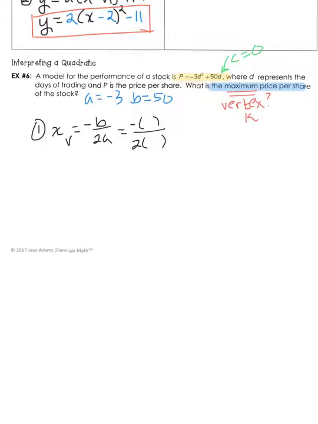So I'm going to put in 50 for B and -3 for A. So that gives me -50 over -6, which is reduce it. Your negatives turn into a positive. Divide them both by 2. You get 25 over 3. So we're going to find the y value of the vertex.